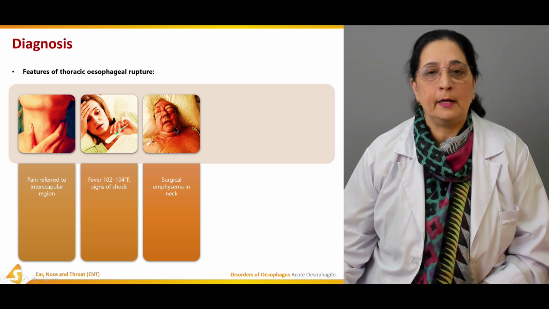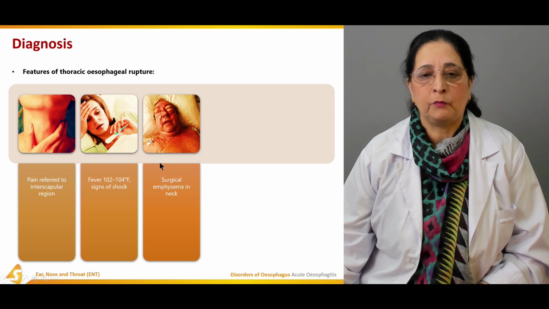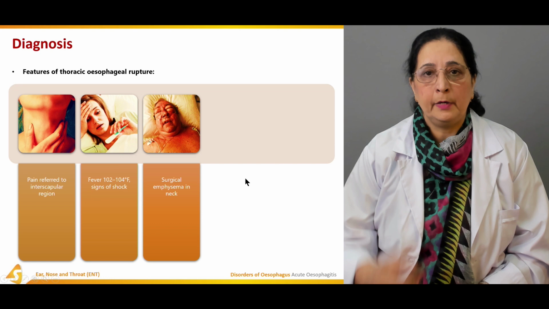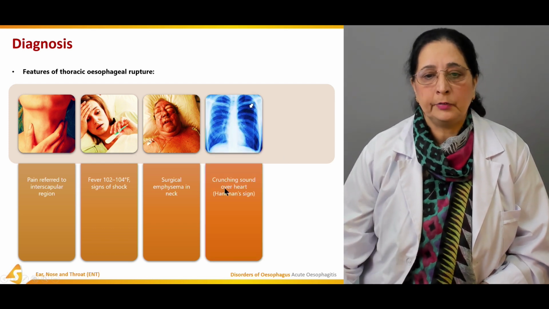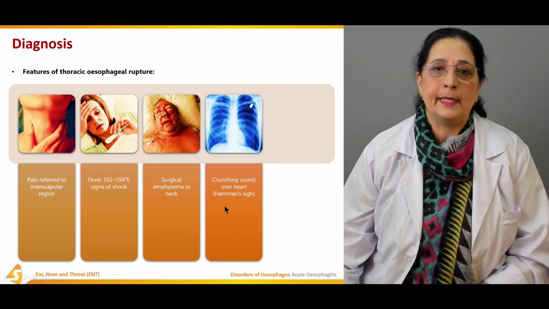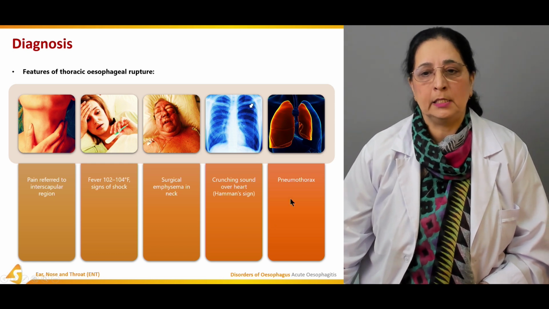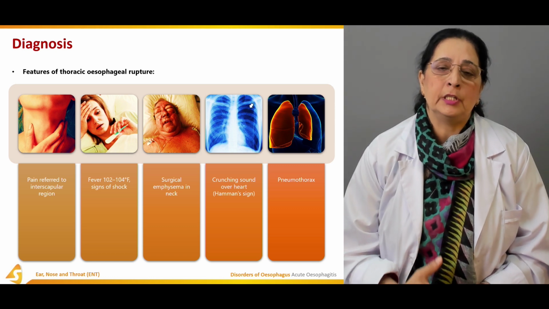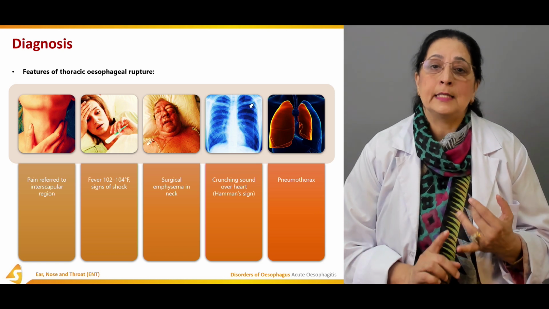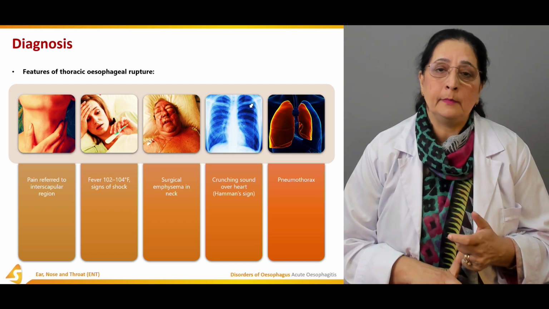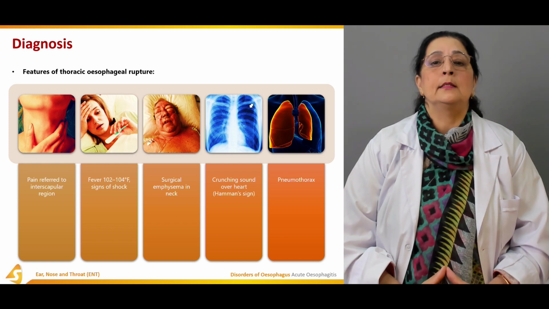Then there is surgical emphysema in the neck. There is emphysema, collection of the air. You can see the whole face and neck, and this is all swollen. So surgical emphysema is also present because there is rupture of esophagus in the chest region, thorax. There is also crunching sound over the heart. This is known as Hammond's sign. So crunching sound over heart. Then we have pneumothorax, which is the air in the chest. So all these are the complications associated with the esophageal rupture in the thorax or thoracic esophageal rupture. There is high fever, pain, there is surgical emphysema in the neck, there is crunching sound over the heart present, and there is pneumothorax, presence of air in the chest.